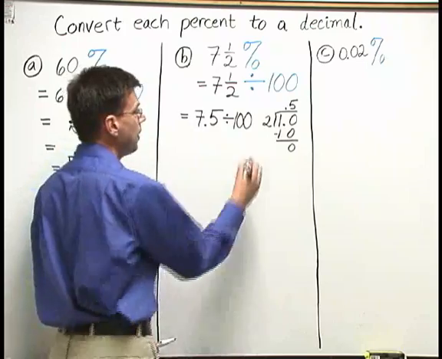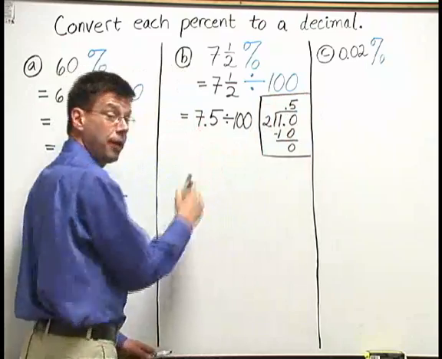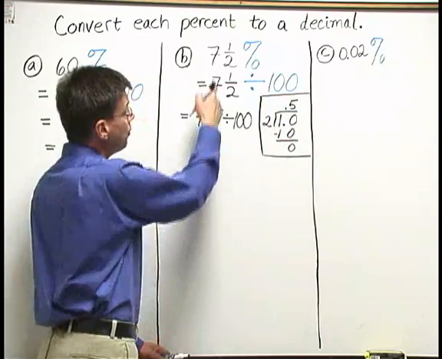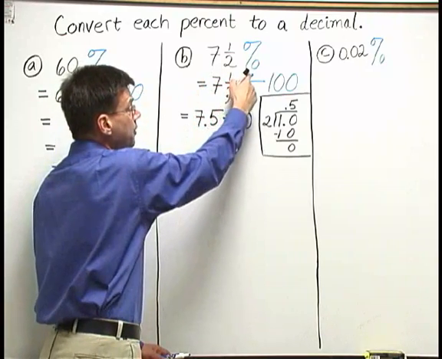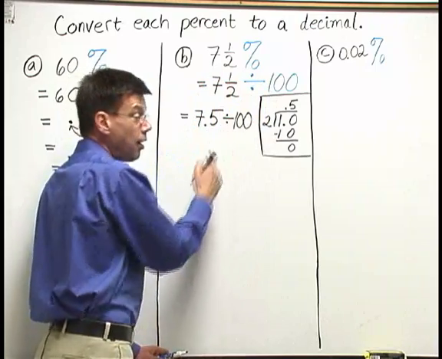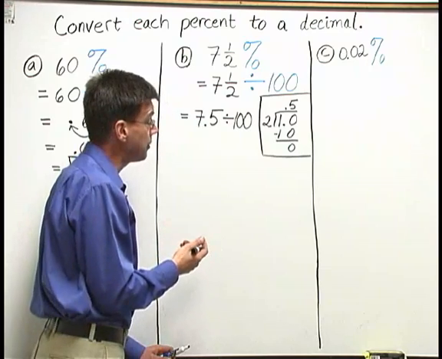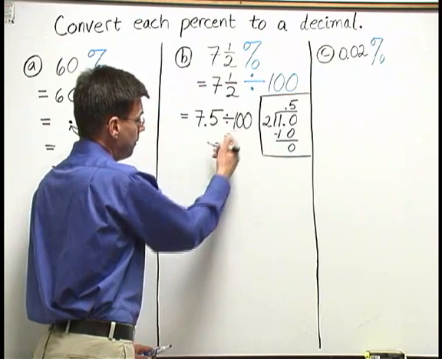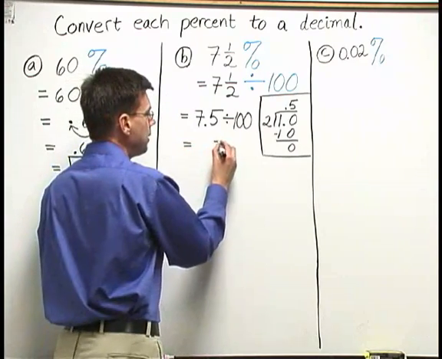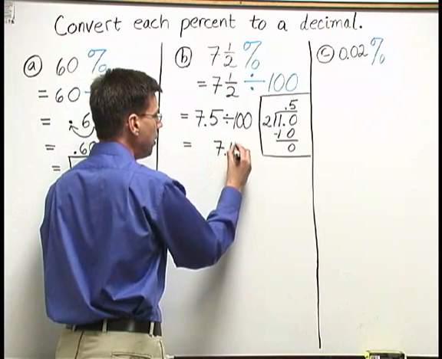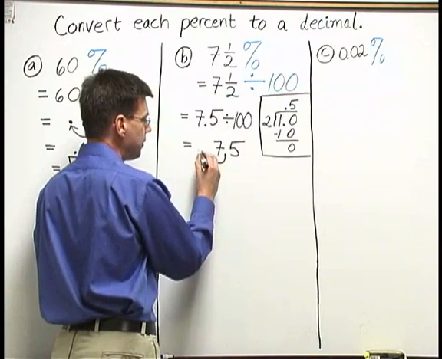Now, sometimes students make a mistake here where they stop at 7.5. It's true, the decimal form of 7 and 1/2 is 7.5. But we also have to get rid of the percent sign. We also have to divide by 100. We have not converted to a decimal without a percent sign until we do that division. We could do that division by using the shortcut method here. Take 7.5 and divide by 100 by moving the decimal point 2 places to the left.